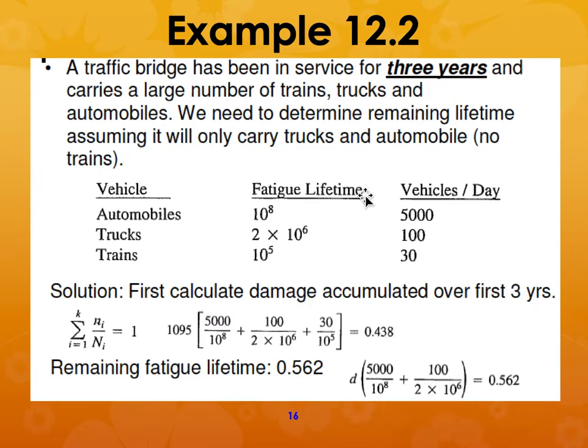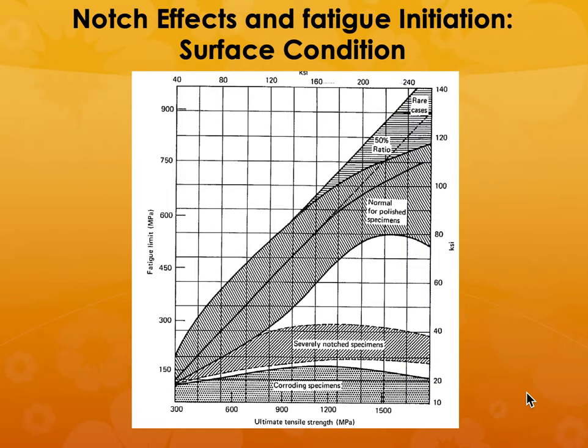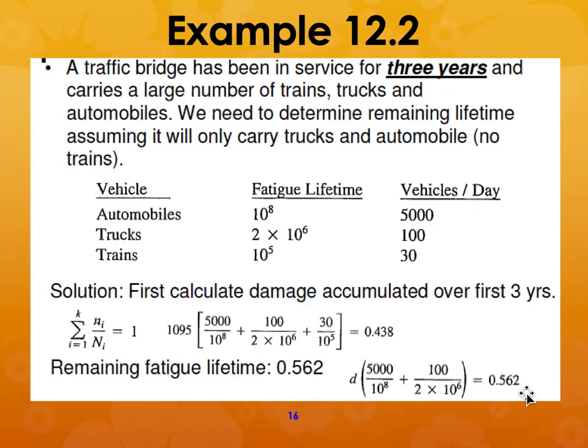So if you are going to be carrying only trucks and automobiles and no trains at all, then you can calculate the remaining lifetime. So D is the number of days that you want to calculate it for. That is equal to 0.562. So from that you can calculate the number of days that it will withstand. Okay.